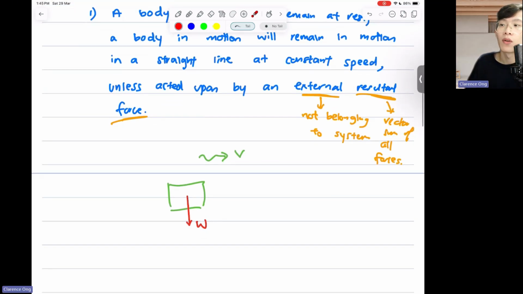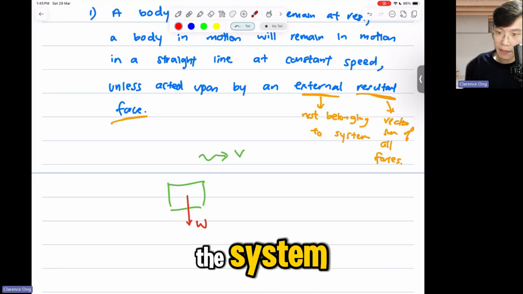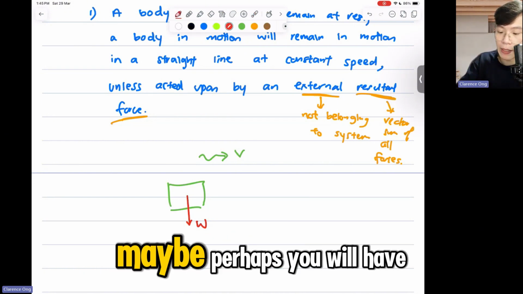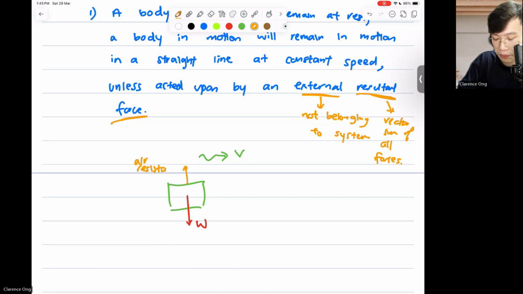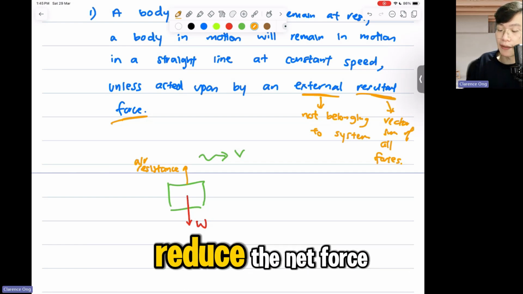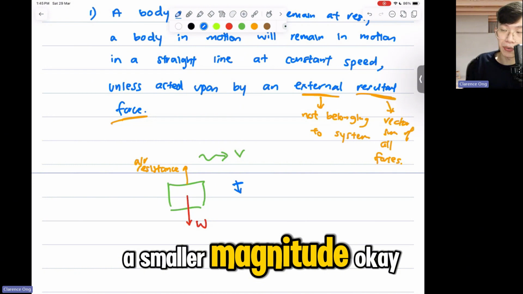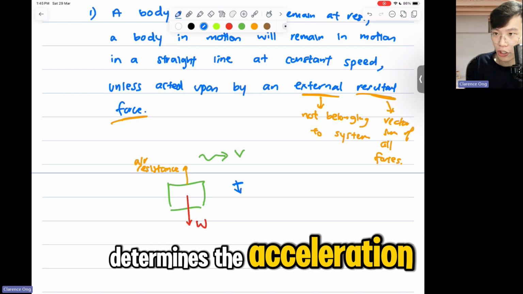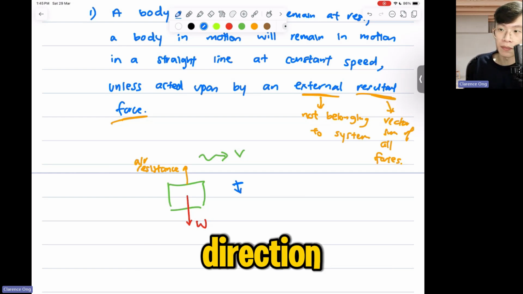What do we mean by external, and what do we mean by resultant? External means not belonging to the system, and resultant just means the vector sum. When you're falling down onto Earth, perhaps you would have some air resistance acting on you. This air resistance will reduce the net force. So our net force will still be downwards, but at a smaller magnitude. The net force is what determines the acceleration, and ultimately it will result in the change in velocity in that direction.